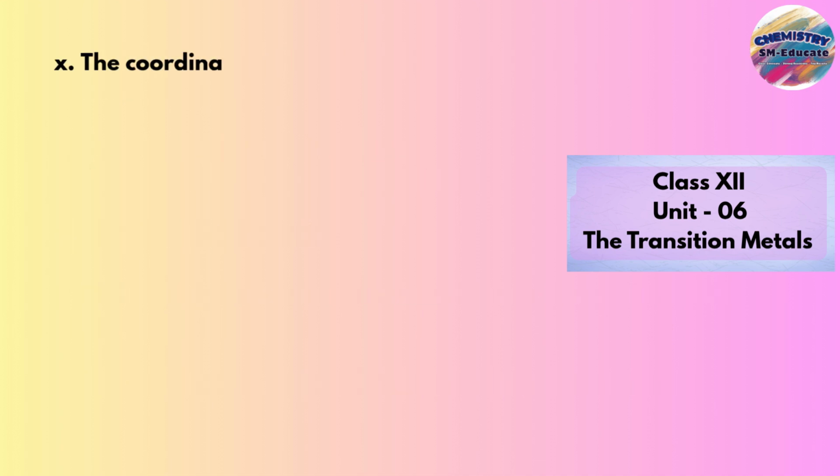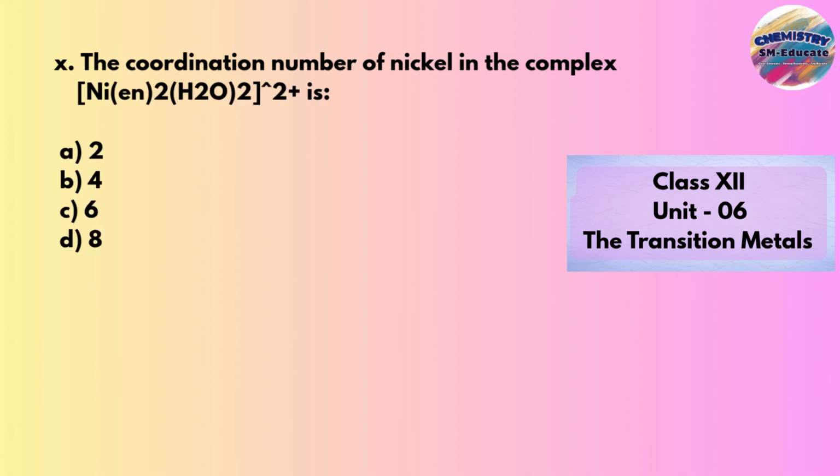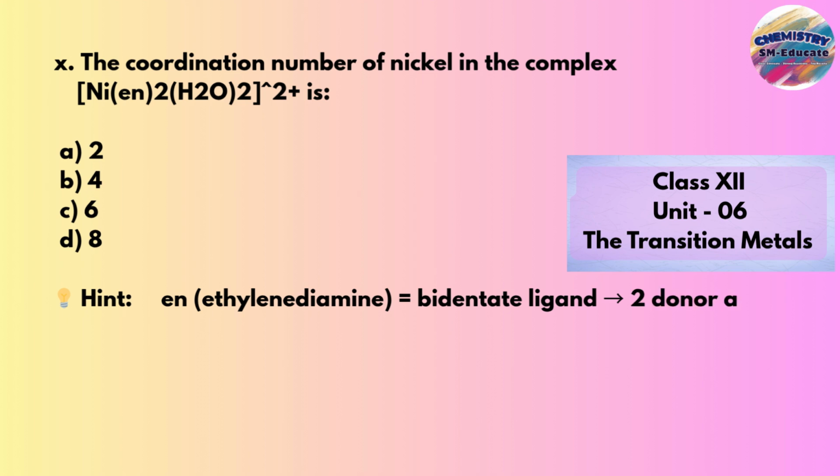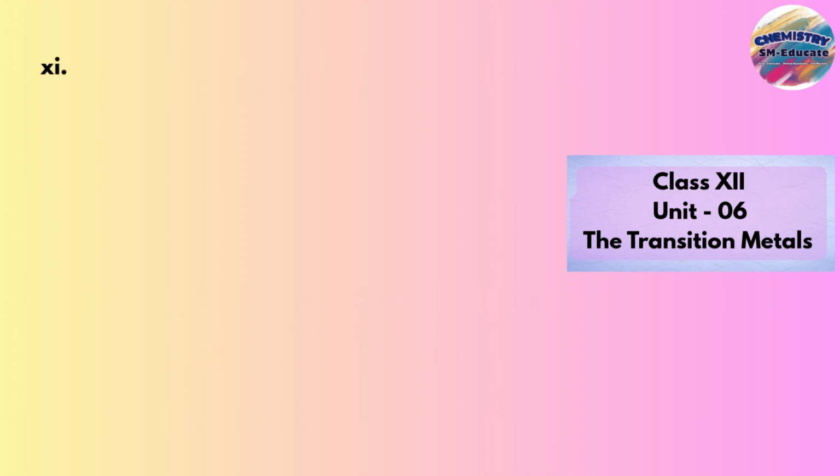10. The coordination number of nickel in the complex [Ni(en)2(H2O)2]2+ ion is: A. 2. B. 4. C. 6. D. 8. Hint: en, ethylenediamine, is a bidentate ligand with 2 donor atoms, so 2 en gives 4 coordination sites, and 2 water gives 2 sites. The total equals 6. Correct answer: C, 6.